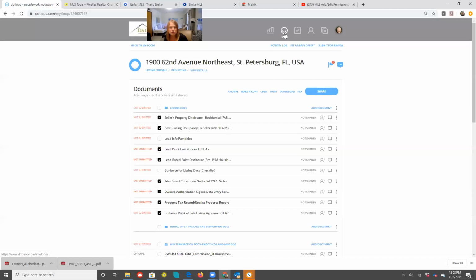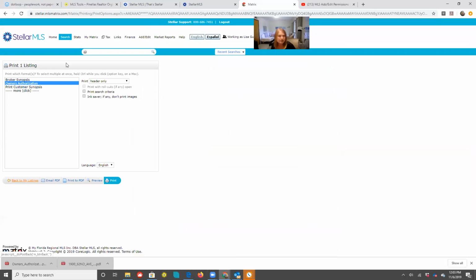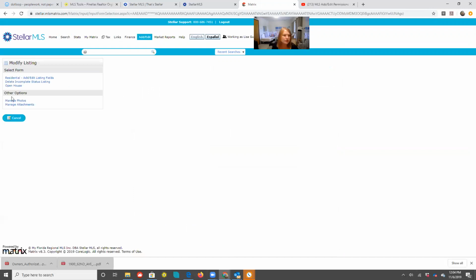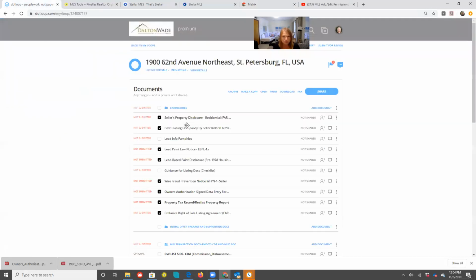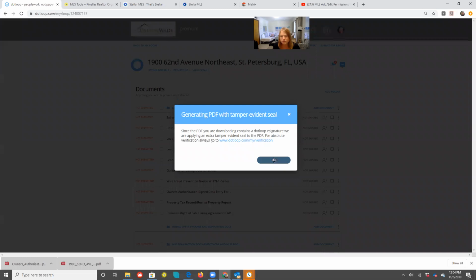And to upload things to the MLS, it's add edit. And then you just go to your listing. And it is from here, and there are videos that take you through this. Manage photos, manage attachments. So for your attachments, you've got your lead-based paint pamphlet. You can go and download this, download. And you'll do this to all of them.